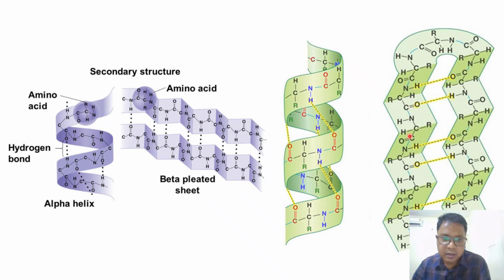So this is the overall representation of the protein secondary structure. This is the alpha helix, you can see the helical structure, and this is the beta pleated sheet. You can see two polypeptide chains lining up next to each other, making hydrogen bonds and forming this kind of beta pleated sheet.